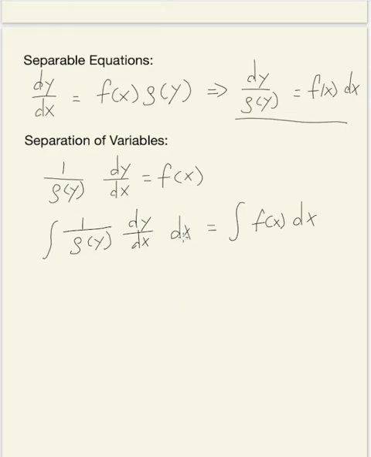Okay? Now, by change of variables, or by chain rule, we know that when you integrate dy/dx with respect to x, you get y. Okay, so this is the integral of 1 over g of y dy equals the integral of f of x dx.